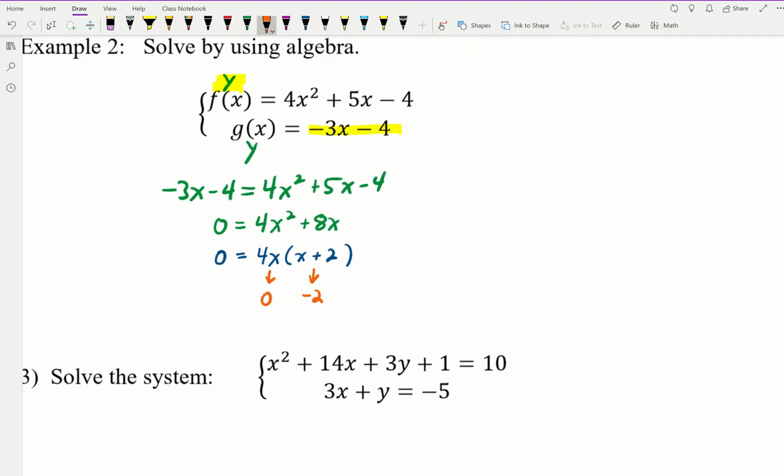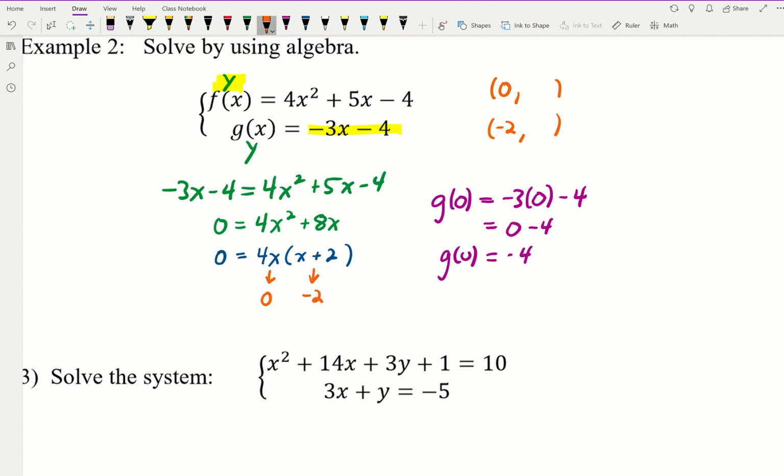So I know that I'm going to have 2 points of intersection. One of them is 0. The other is negative 2 something. And what we have to do is plug into one of these equations to find those. So I'm going to use g of x. So if I do g of 0, then that's going to be negative 3 times 0 minus 4, which is 0 minus 4, or negative 4. So g of 0 equals negative 4. That means (0, negative 4) is a solution.